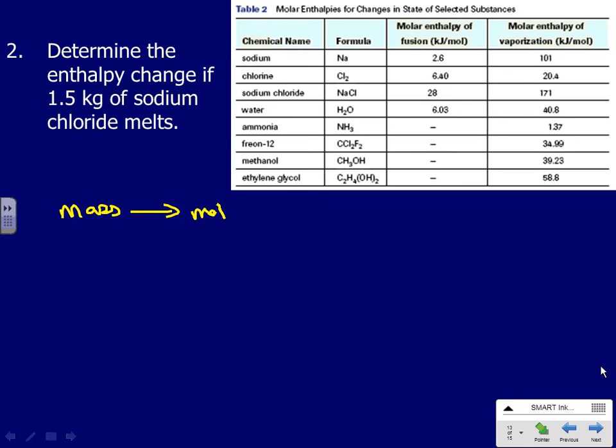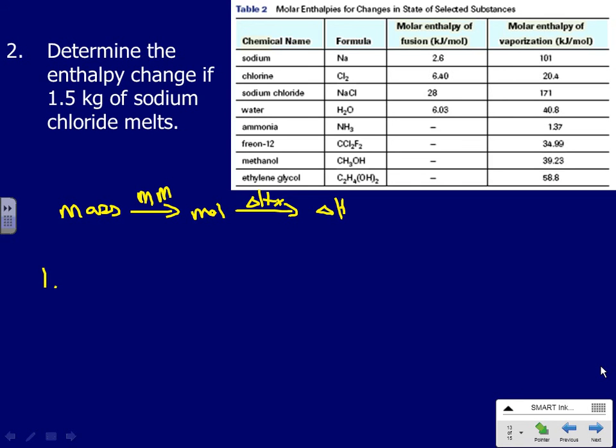If I want to go from mass to moles, what's the conversion factor to go from mass to moles? Oh, you guys are great. This is fun. How do I go from moles to delta H? The molar enthalpy, the delta HX, right? We can do that in one shot.